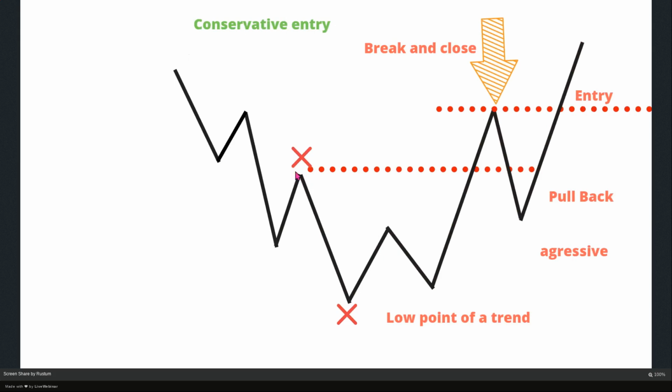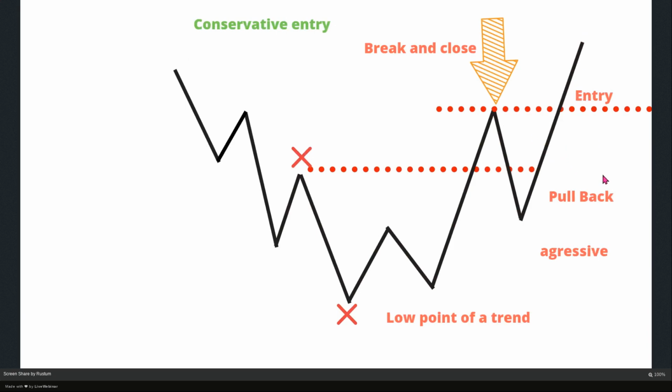So the first step with the conservative entry is that the control is still the sellers until this point has been broken, because we're still considering this a downtrend until they are taken out. Eventually they are taken out. You need a break and a close there, and then a pullback wherever it comes. It doesn't matter where it comes to. And then what we're going to need is a break of that high there.